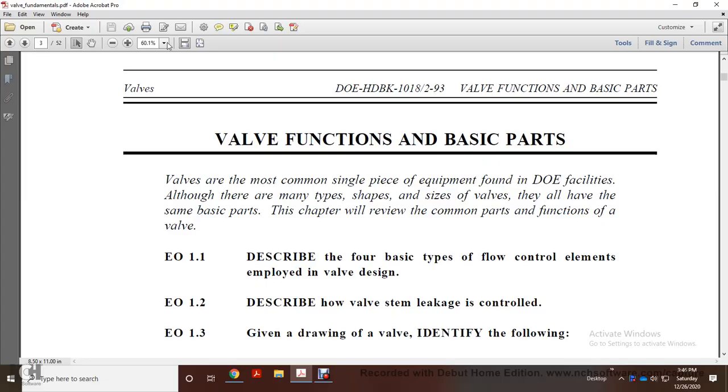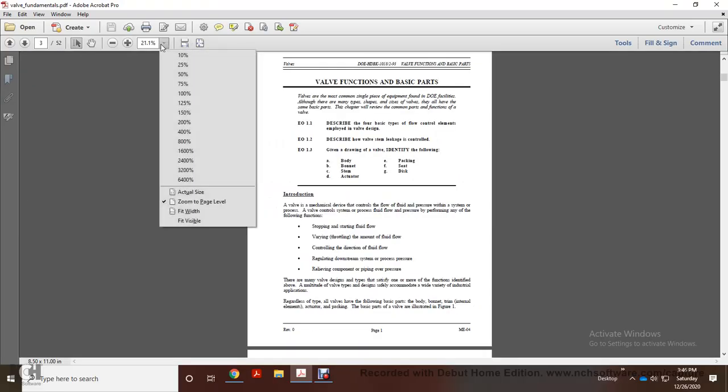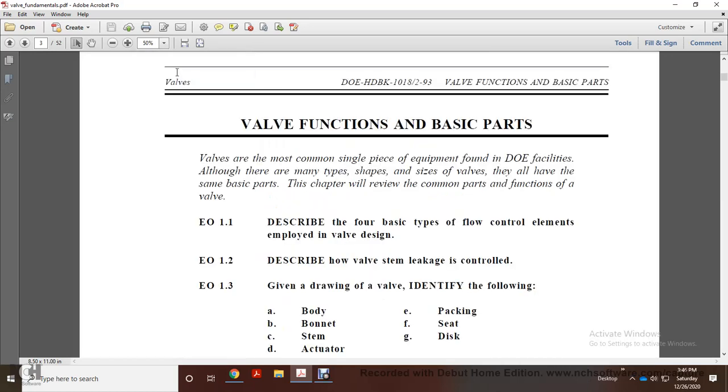Alright, your valve functions and parts. Valves are the most common single piece of equipment in a Department of Energy facility. Although there are many types, shapes, and sizes of valves, they all have the same basic parts. This chapter will review the common parts and the function of a valve.